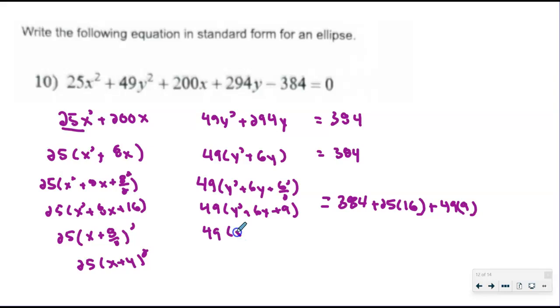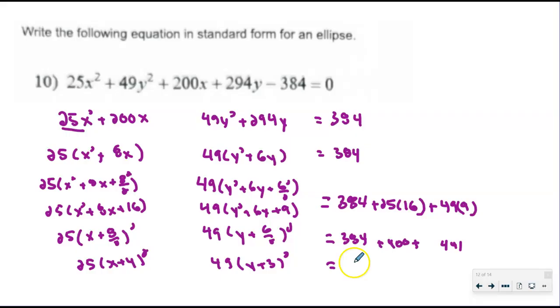And now we factor out this expression. So we got 49 times y plus b over 2, so 6 over 2 squared. And so I end up with 49 times y plus 3 squared. And so I have 384. I'm adding 400, and I'm also adding 441. So when I add all those together, I end up with 1225 on the right side.